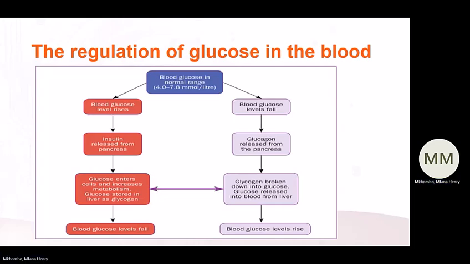Otherwise, if blood glucose levels are low, glucagon will be released from the pancreas. Glycogen will be broken down into glucose, and the glucose released into the blood from the liver. As the processes continue, blood glucose level rises, and then it goes to normal levels there. So that's how blood glucose is regulated in the blood.